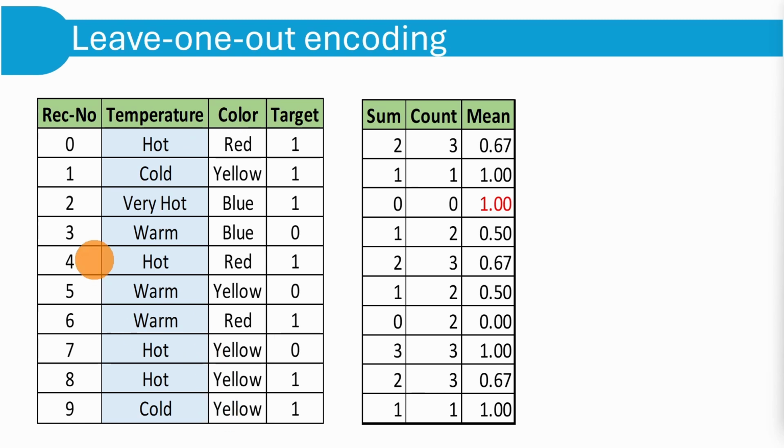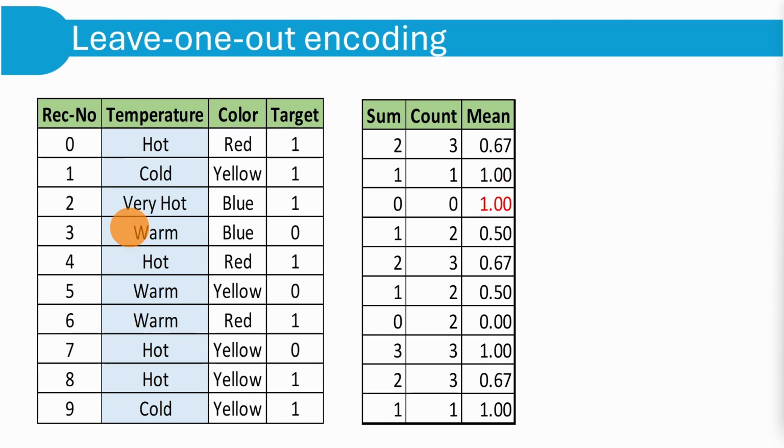Let's take another example for very hot. This is the interesting case because this has got only one single example. So if we take it out, there is no other instance. So it will be like 0 by 0, which is a divide by 0 problem. Usually, we take the mean as either 1 or we can take a global mean.